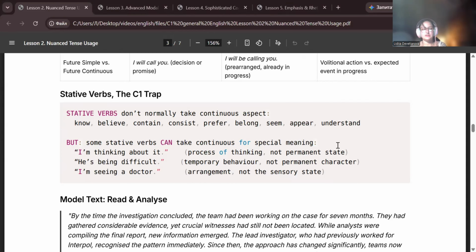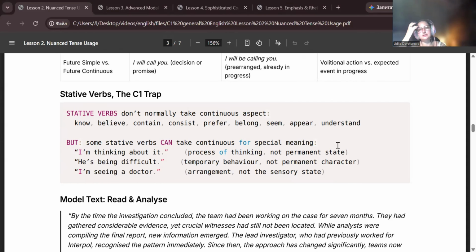If you use think in the meaning of believe, then it will never have continuous aspect. If you use think in the meaning of think about something, then it can take continuous aspect. He is being difficult. It is his temporary behavior. He is not usually difficult, but right now he is being difficult.